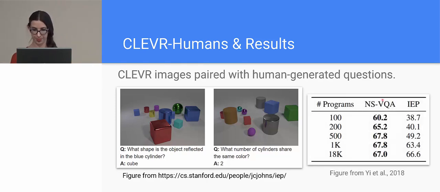So how does it do? It does worse than the CLEVR data set, of course, but it actually outperforms IEP by a pretty large margin. So we're moving forward and improving on the previous results here. And actually answering about 67, almost 70%, about 2/3 of the questions is actually pretty impressive.